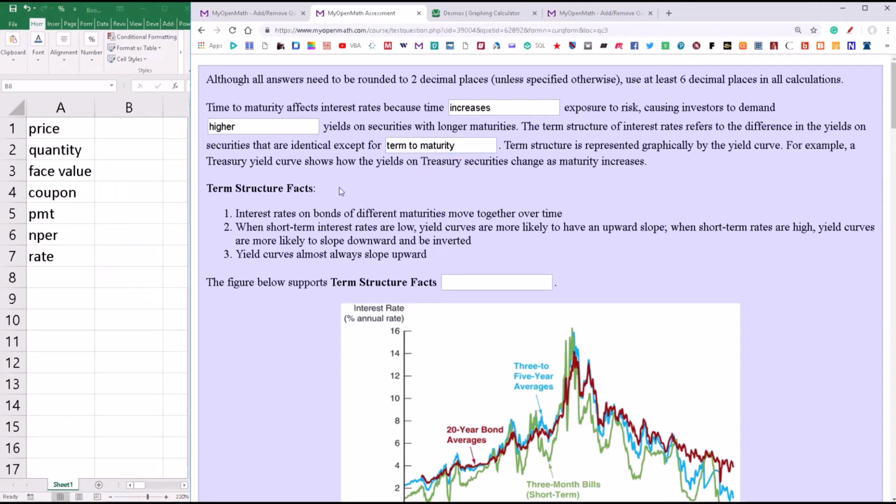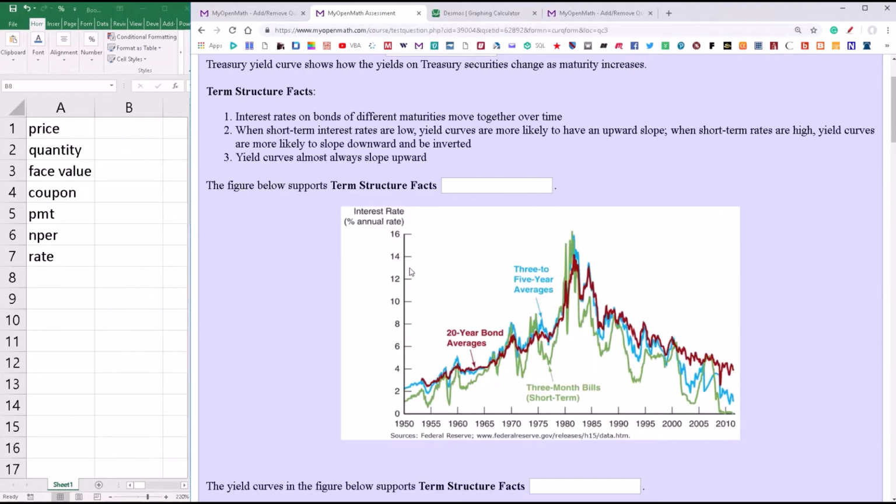So here are some term structure facts from our textbook. Interest rates on bonds of different maturities move together over time. That's fact one. When short-term interest rates are low, yield curves are more likely to have an upward slope. When short-term rates are high, yield curves are more likely to slope downward and be inverted. And then fact number three, yield curves almost always slope upward. Okay, the figure below supports term structure facts what?